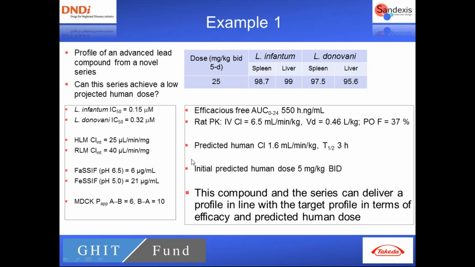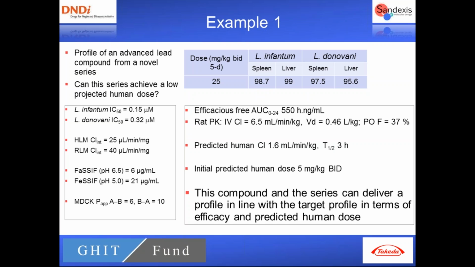And what we get out of that prediction is a low predicted clearance, which we're certainly not surprised about based on the relatively low clearance in rat itself. A relatively short half-life, so we'll certainly be looking at a BID dose for this particular compound, but the initial predicted human dose for this compound is quite low. It's around 5 mg per kg, and that's well inside the kind of values that we'd be looking for taking any potential development candidate forward from this template.